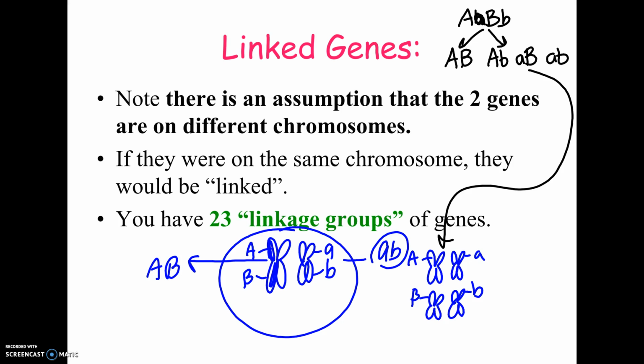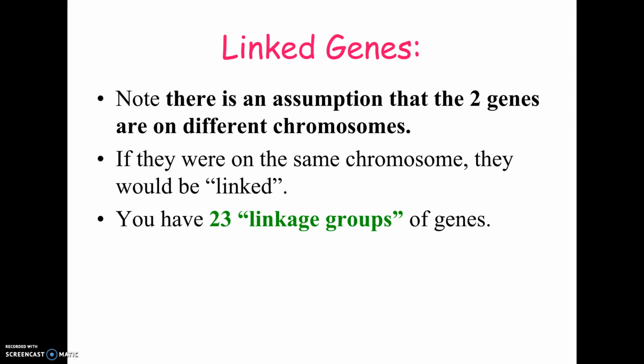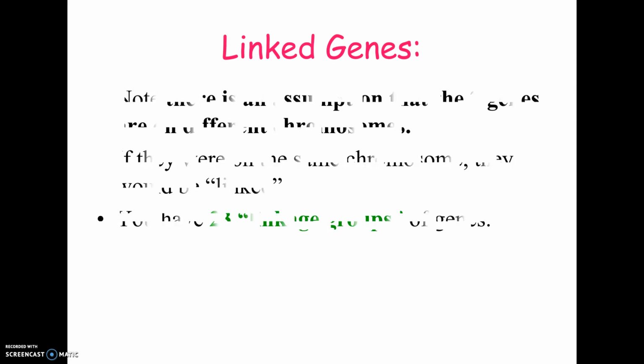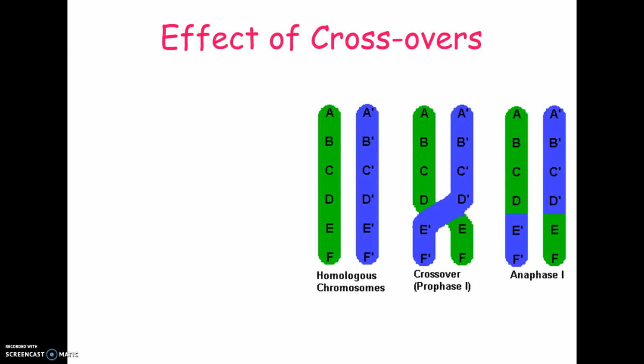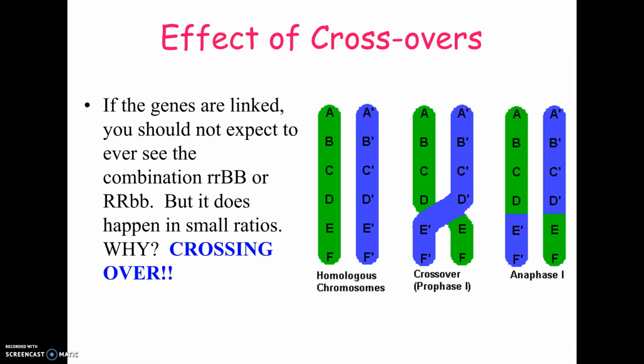Now, here's the thing though. They are not always 100% of the time inherited together, because what did we learn about that would allow these to switch? Crossing over. So linked genes are on the same chromosome, and they usually are inherited together, but you will see, even if they are on the same chromosome, small numbers of offspring that have the new combination, and that's due to crossing over.